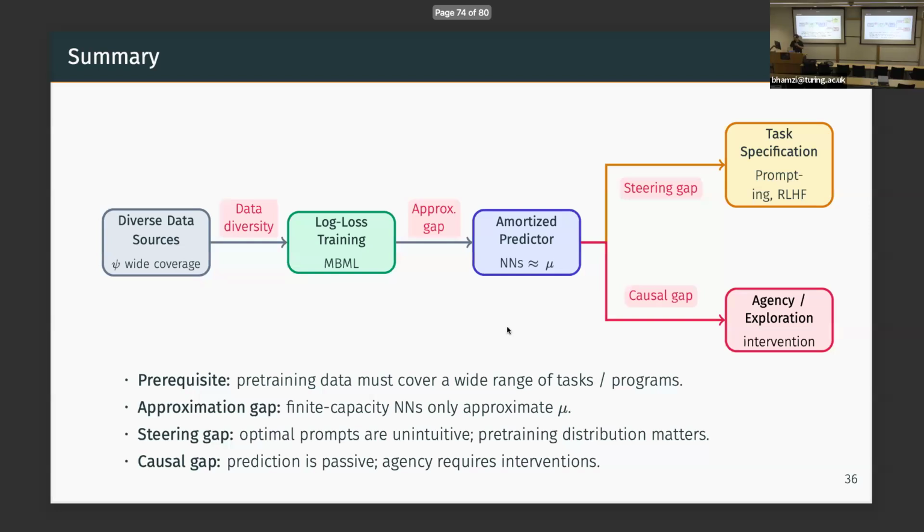Okay, I'm going to summarize a little bit. If we collect all possible data sets as we do in training frontier models, we can do meta-learning on it, and with enough training, we can close the approximation gap. That will give us the amortized learning predictors. But I think there are two problems that stem from it. One is how do we best steer it? If we're given a task without knowing the pre-trained distribution, how can we steer the model in a good way?